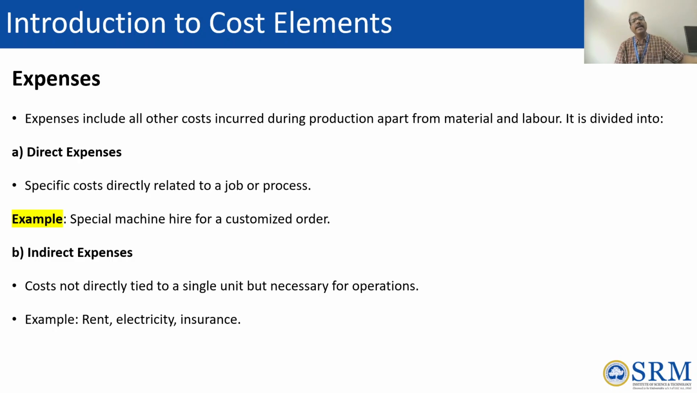But how about indirect expenses? These are expenses not covered under indirect material cost as well as indirect labor cost. What are the indirect expenses? Costs not directly tied to a single unit but necessary for operation. It is necessary for operation, but it is not directly linked to a particular unit or single unit. What are the things? Electricity bill, rent we are paying for the premises, and insurance we may have for the premises. These are all expenses not attributable to a single unit.